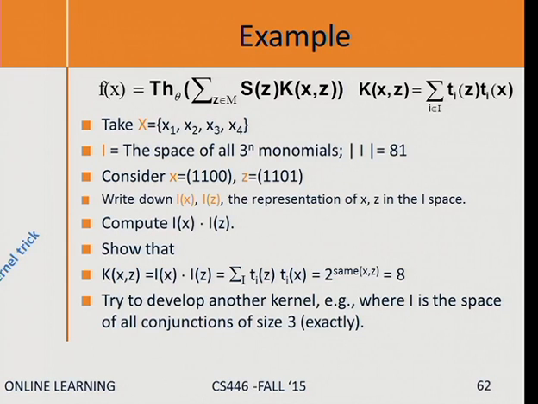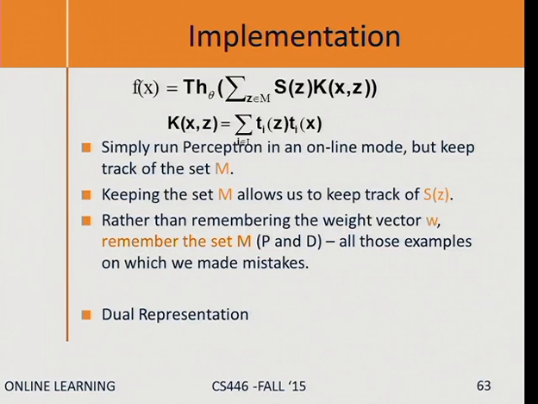Now, you can invent another kernel. For example, you can invent for yourself a kernel where I is not the space of all monomials, but rather the space of all monomials of size exactly 3. Okay? It's going to be another space, size about n cubed, or 4 cubed here. But still, you can do the same trick there, and you can figure out what will be the shortcut. Okay, so as I said, this is an example. Now we want to generalize it.